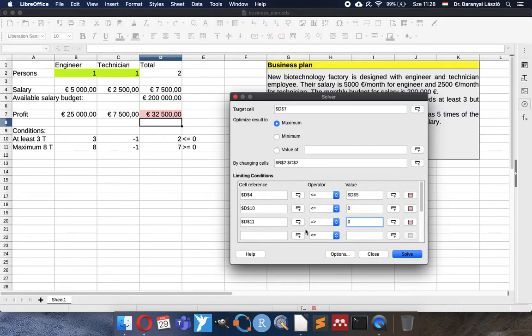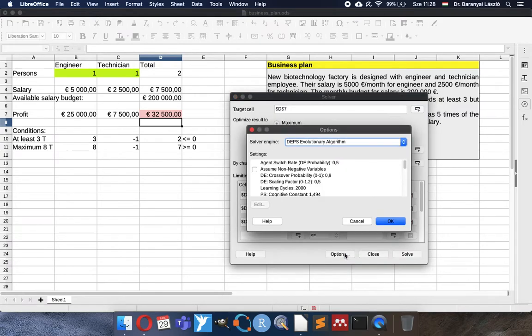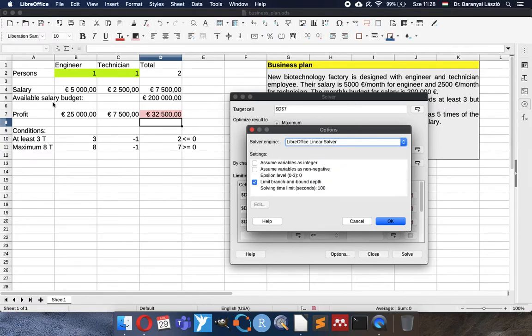Okay, we set up the solver right now. In the options, we can choose what kind of algorithm we use to solve it. This will be the linear solver, because here we only use multiplication and addition, no power function, no exponential function, no trigonometric function. So only a simple linear relationship is between the numbers. So the linear solver can be used.